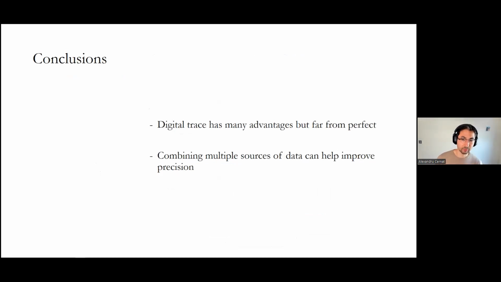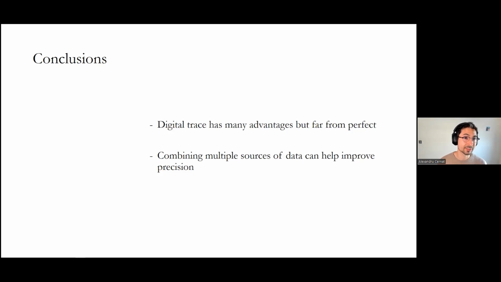Another conclusion from this study overall is that digital trace data has significant advantages. It collects data very precisely, but it's far from perfect. They're not perfectly reliable. They have method variance, and it also seems that there's a subgroup of people who don't have the tracker installed on all of their devices, so we might be underestimating the amount of usage we observe with digital trace data.